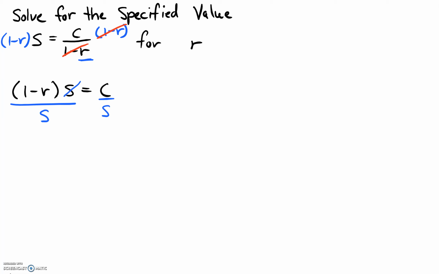So I'm going to divide both sides by s. And so the s is going to cancel on top and bottom on the left-hand side, and that's going to leave us with 1 minus r. And we don't need the parentheses anymore because there's nothing being multiplied by the 1 minus r. On the right-hand side, we have c divided by s.